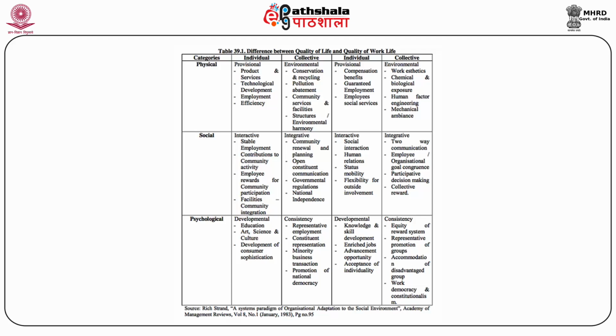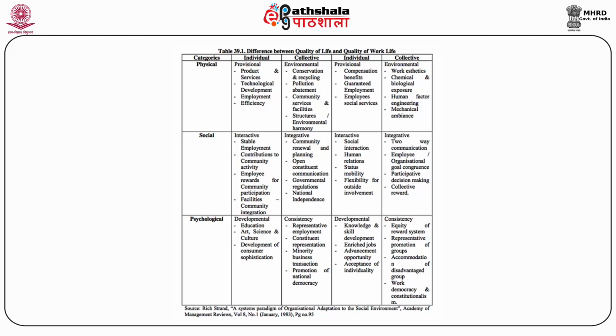First, the category is physical. In physical, quality of life for the individual is provisional: product and services, technological development, employment, and efficiency. While when we are talking about the collectivity, it is conservational: recycling, pollution abatement, community services and facilities, structures, and environmental harmony. When we are talking about the quality of work life, for the individual, it is compensation benefits, guaranteed employment, employee social services.